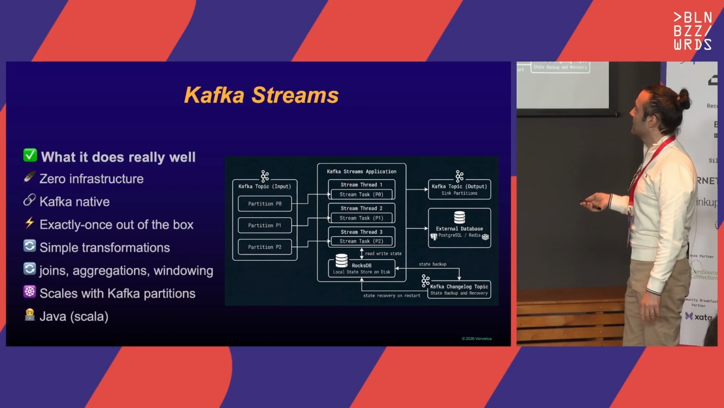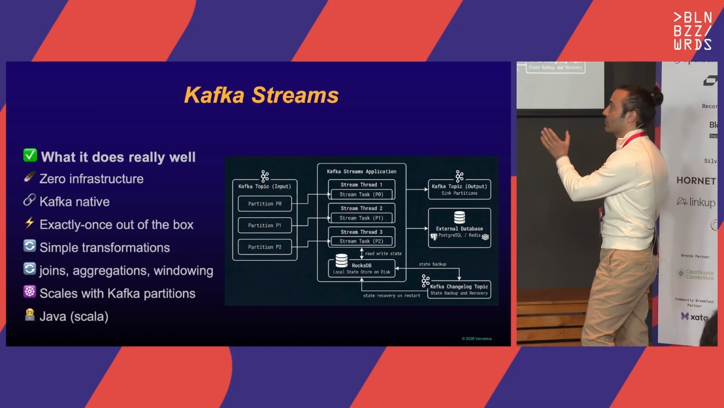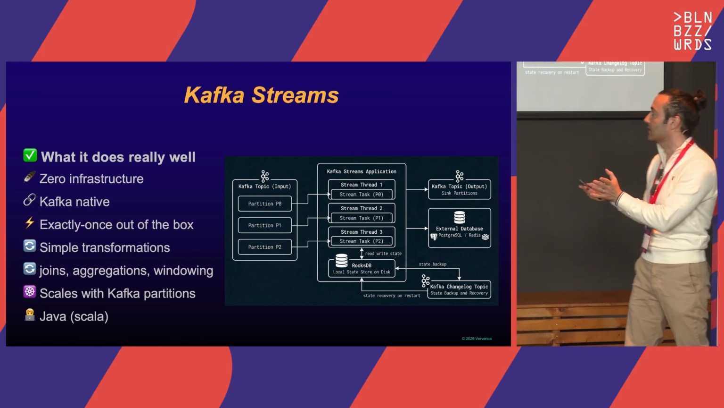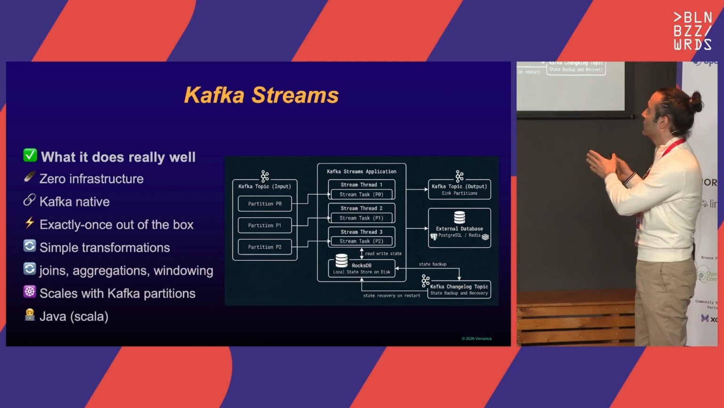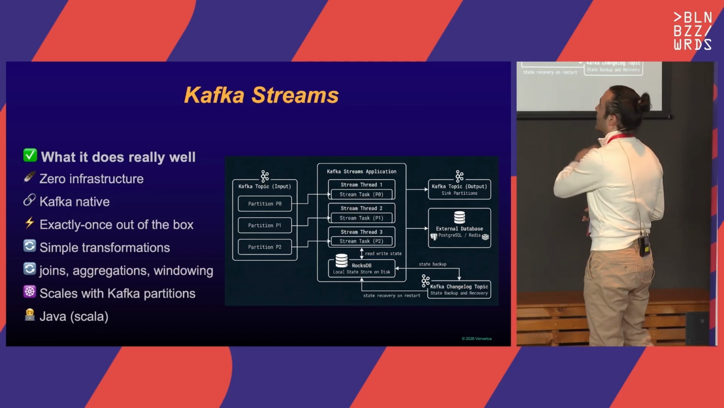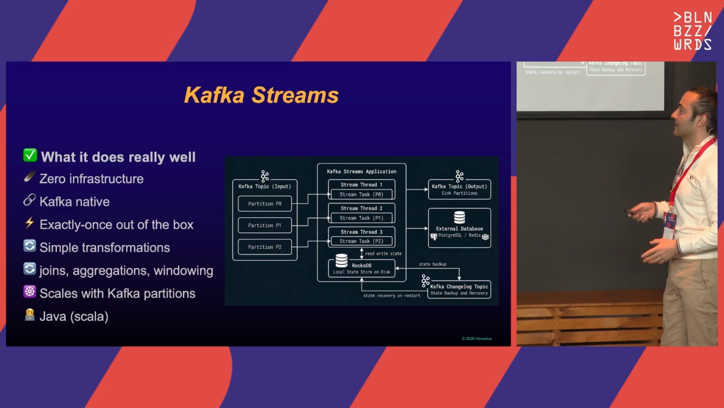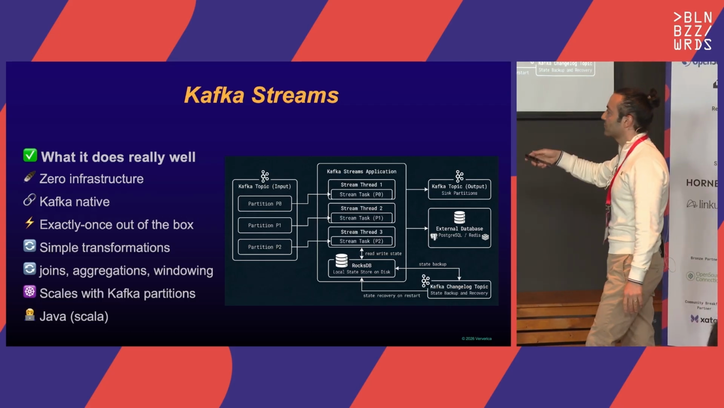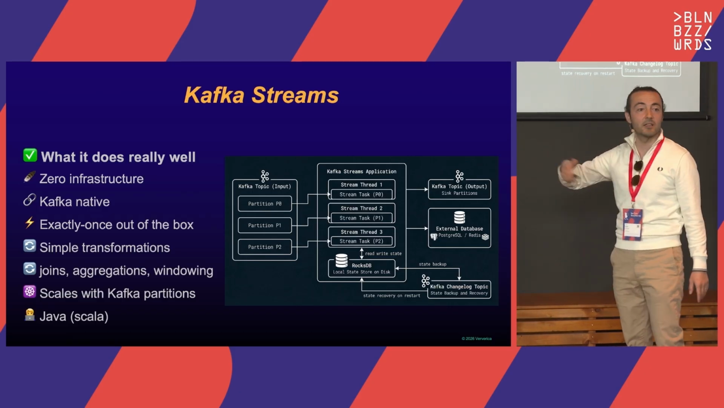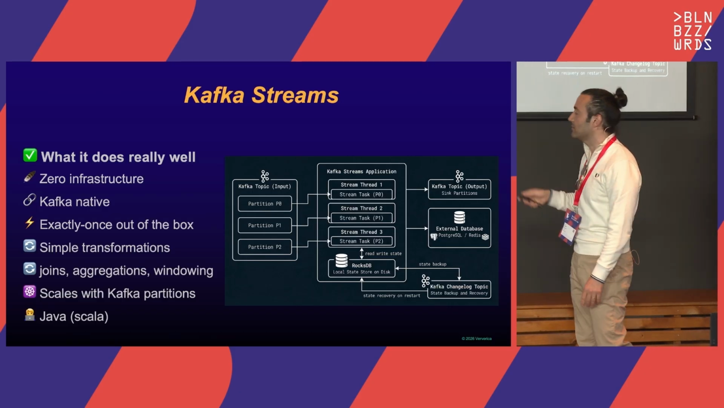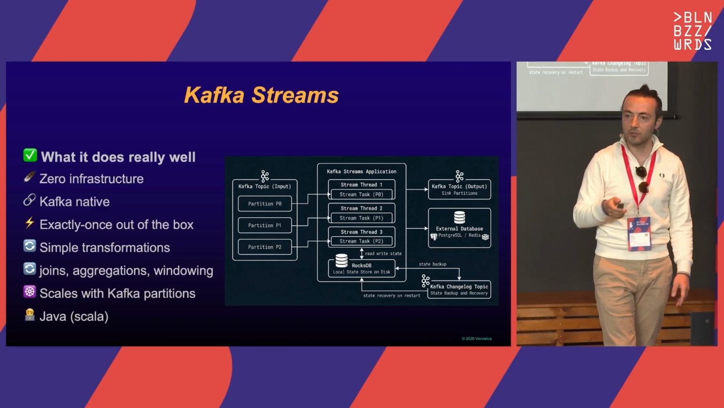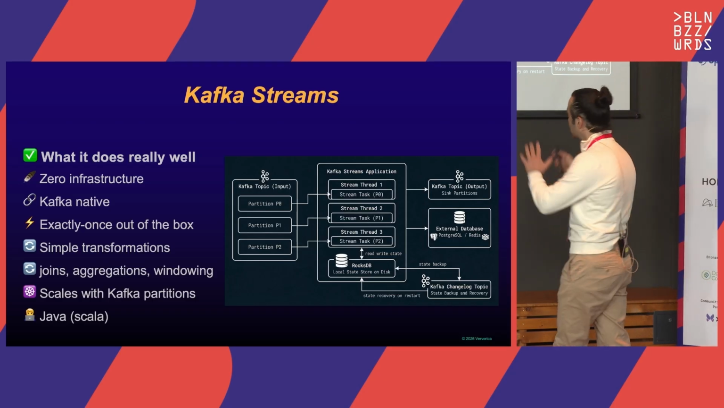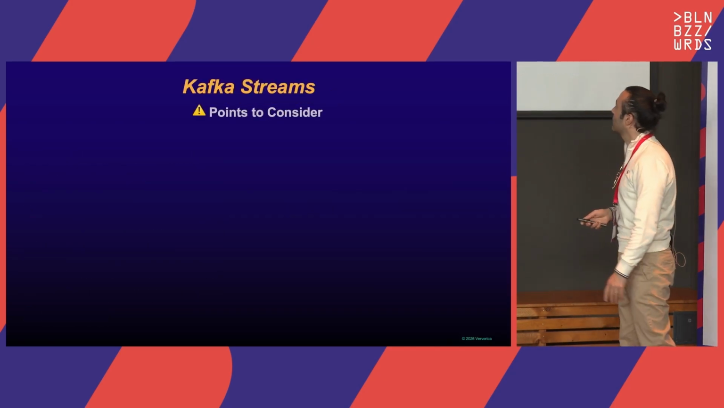This option has really been doing well. You don't have to deal with any infrastructure in this case. It's Kafka native, so if you are heavily using Kafka, you can rely on this kind of processing entity. It provides exactly once within the Kafka ecosystem itself. If you have simple transformations, joins, aggregations, stateful, stateless, both, you can definitely use Kafka Streams. Kafka Streams is a Java library, so you are writing Java code as your Kafka streaming application. So this is the summary of how Kafka Streams works.